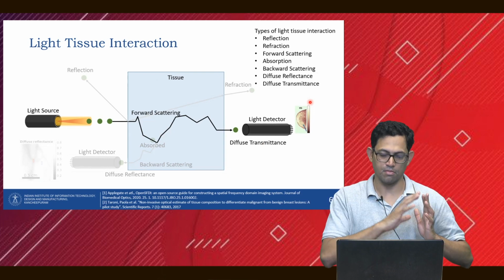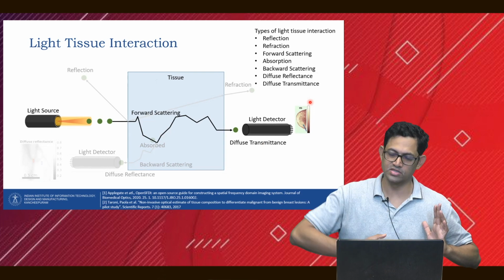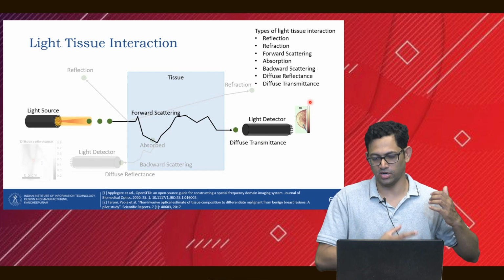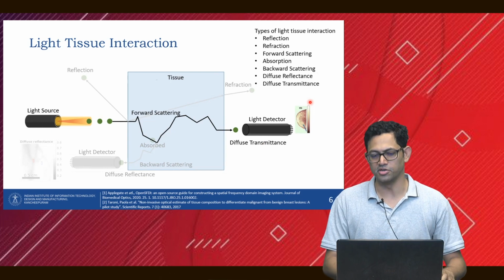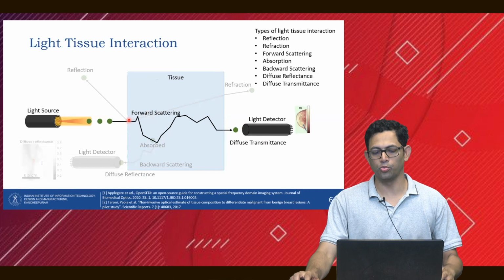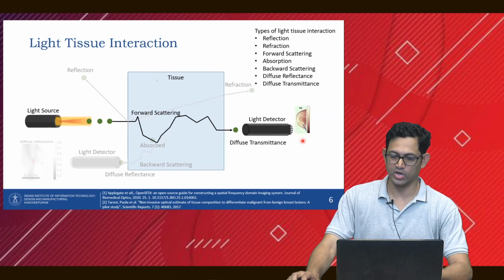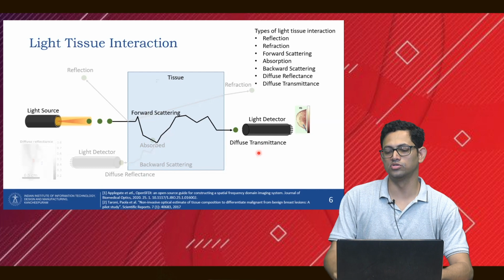and then shine the light from one side and detect the light from the other side, right. So this is a transmittance type of measurement. The light has to propagate through the tissue, right. So this technique is known as diffuse reflectance.